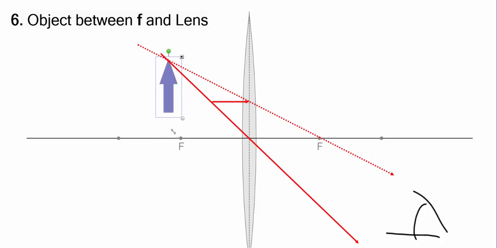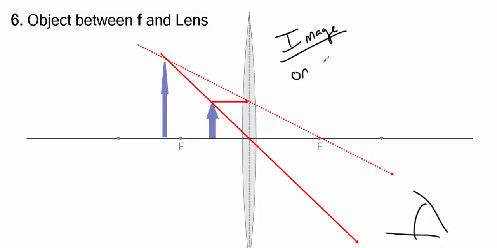Not only that, the image is showing up, as, let me just duplicate that instead so I can compare the two. It's showing up as upright. And remember, upright images are virtual. And so this is a virtual image. So where is the image? Well, we're going to say on the object side.